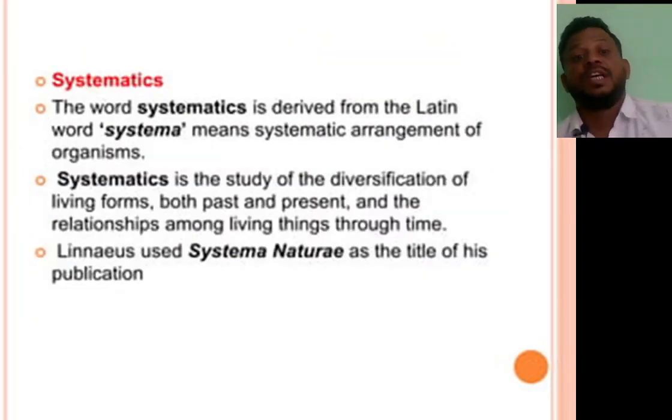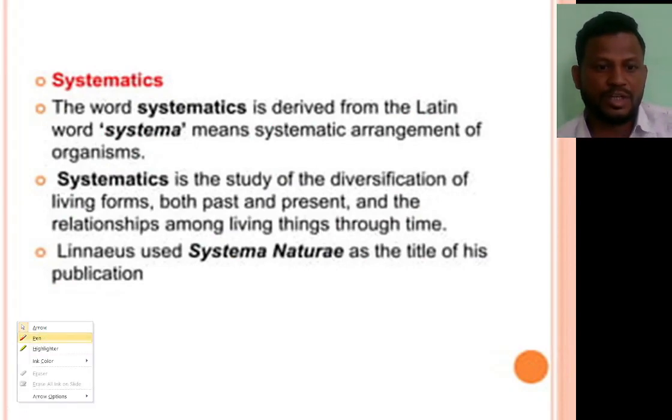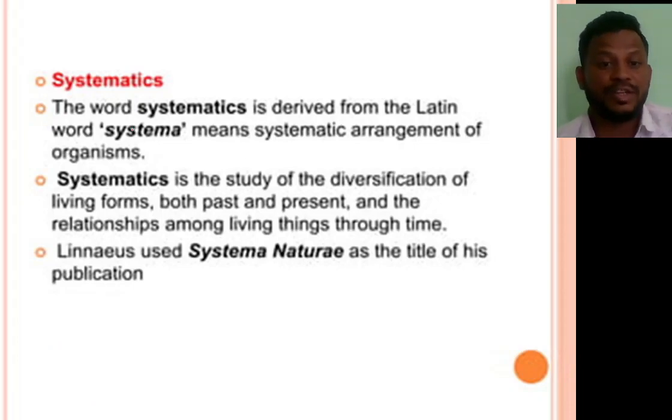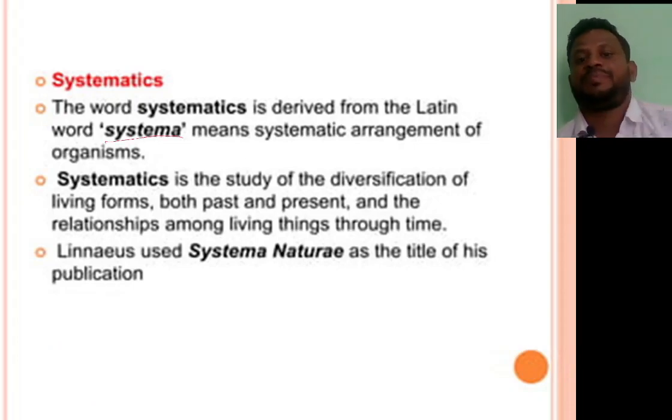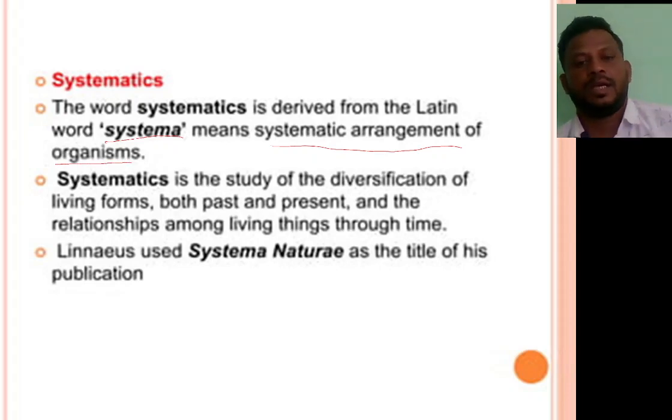Okay, next, systematics. The word systematics is also derived from the Latin word systema. Systema means the systematic arrangement of organisms. Okay? Like in the ecosystem, you know the first is the producer, second is the primary consumer, and the upper parts are the secondary consumer or the tertiary consumer. Same here, we are going to use systematics.